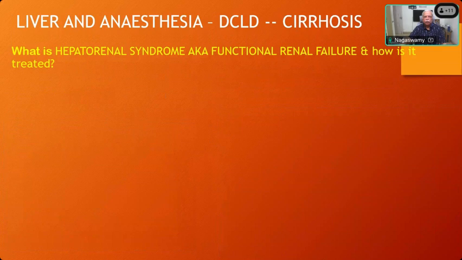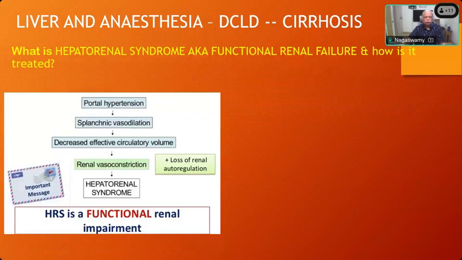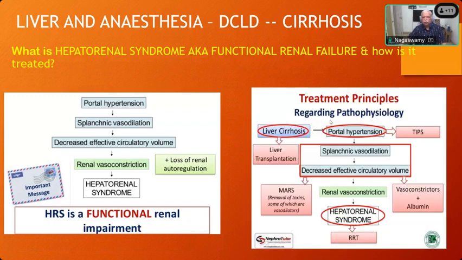And hepatorenal syndrome, also known as functional renal failure. How is it treated? Portal hypertension leading to splanchnic vasodilatation, decreased effective circulatory volume, leading to renal vasoconstriction, leading to hepatorenal syndrome. So the treatment principles are based on the pathophysiology.